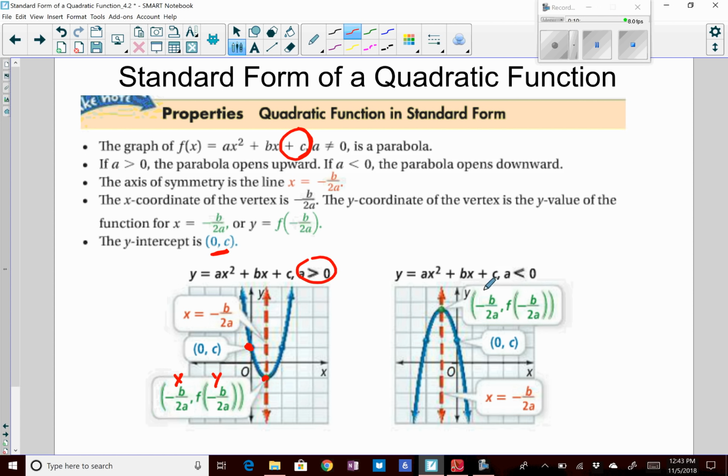In the other graph here, same idea, same concept, everything the same, except in this one, a is negative, so that's why we have the opening at the bottom and the vertex at the very top.